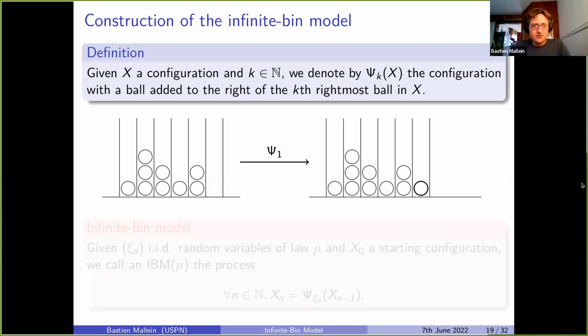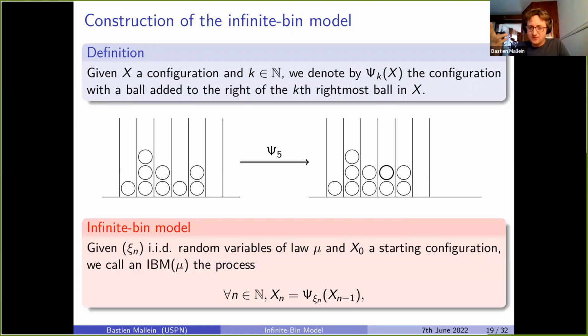Okay. So, let me introduce some notation. I will write X for my configurations of the infinite bin model. And for each k, I denote by psi_k of X the configuration which consists of adding a new ball to the right of the k-th rightmost ball in X. So then it means that for my infinite bin model, I can define X_n as the function psi_n applied to my configuration X_{n-1}. So it's a way to formalize this Markov chain.